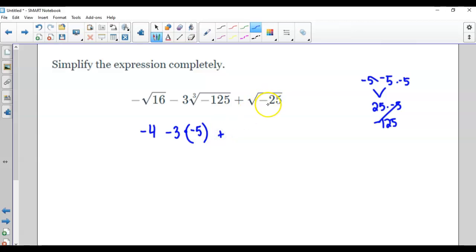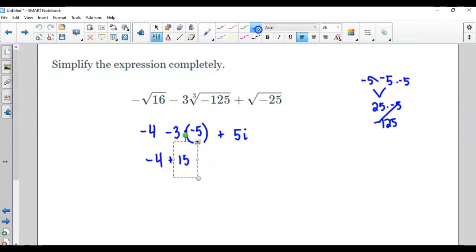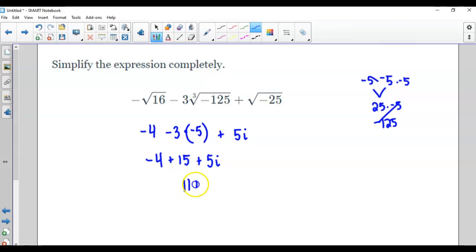And then we have our square root of negative 25. And so the square root of 25 is 5. But we have that negative underneath, so we're going to have an i with that. So we've got negative 4 plus 15 plus 5i. And we can combine our negative 4 and our 15, and that is going to give us 11 plus 5i.